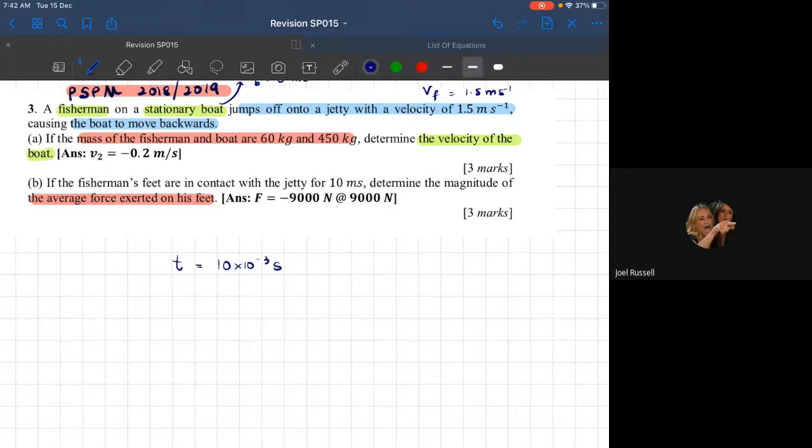So maksudnya kita sama lah macam Miss cakap tadi kan. Kita ada jetty and then kita ada fisherman yang bergerak kan. So maksudnya betul lah force daripada jetty on fisherman. That's why lah dia cakap force exerted on his feet lah. Okay. So sekarang ni we are talking about impulsive force. Impulsive force adalah situation macam ni lah, di mana force tu, benda tu berlaku dalam masa yang sekejap saja.